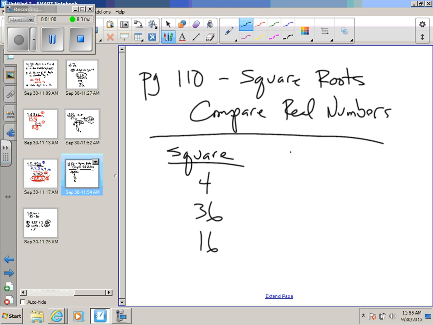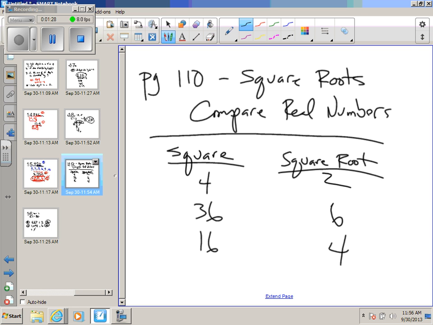Now the root, what was squared in order to get the 4? 2. What was squared in order to get the 36? What was squared in order to get the 16? The 4. Okay? The root of something. When you think of the root, the origin, the beginning.